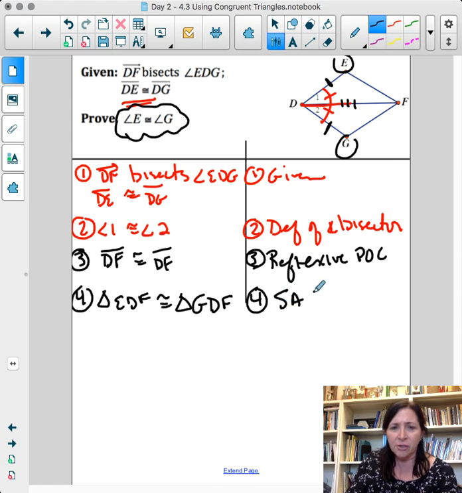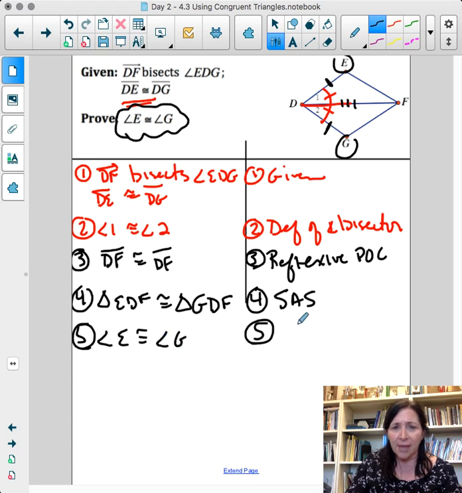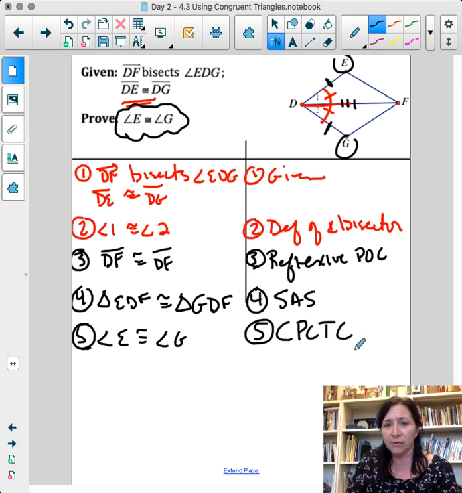So once my two triangles are congruent, then all of the parts of my triangles are congruent. So now I can say angle E is congruent to angle G. And that's, again, CPCTC, corresponding parts of congruent triangles are congruent.